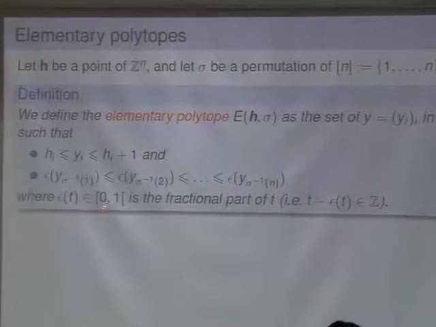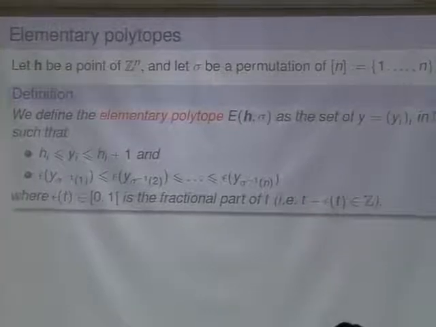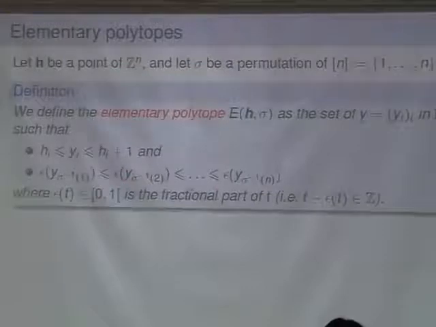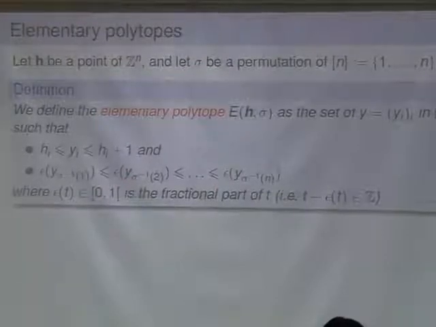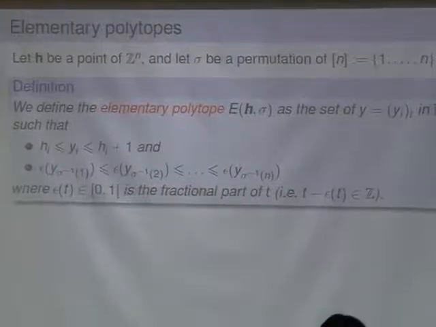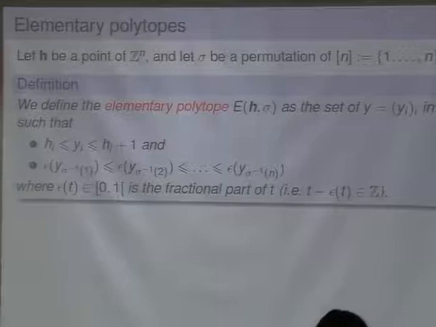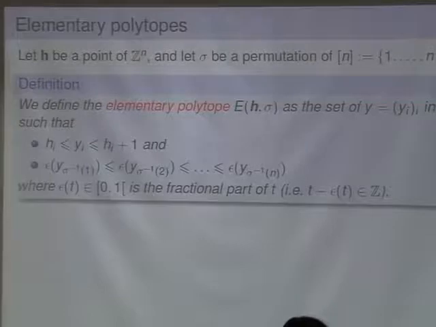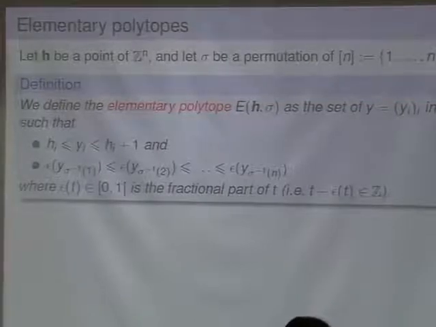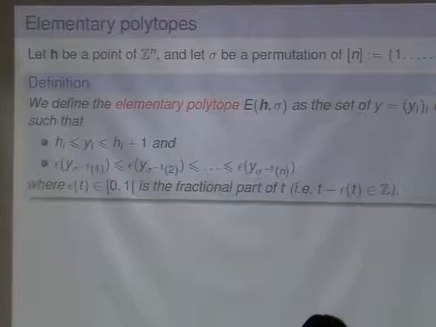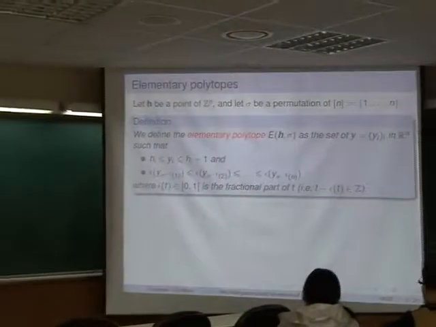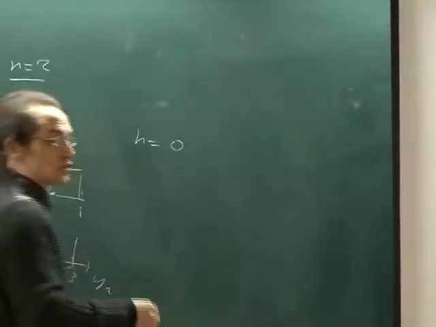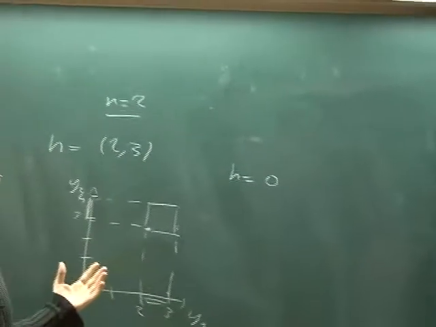So if you want the number t between 0 and 1, such that t minus epsilon of t is an integer, and you want this condition on the ordering of the fractional parts of the point. But the first thing you notice is that E_H sigma is just a translate of E_0 sigma, because H is just a vector to translate everything by. So I can do everything for H equals 0, and if you want the same result for any H, you just translate the subpolytope that you obtain.